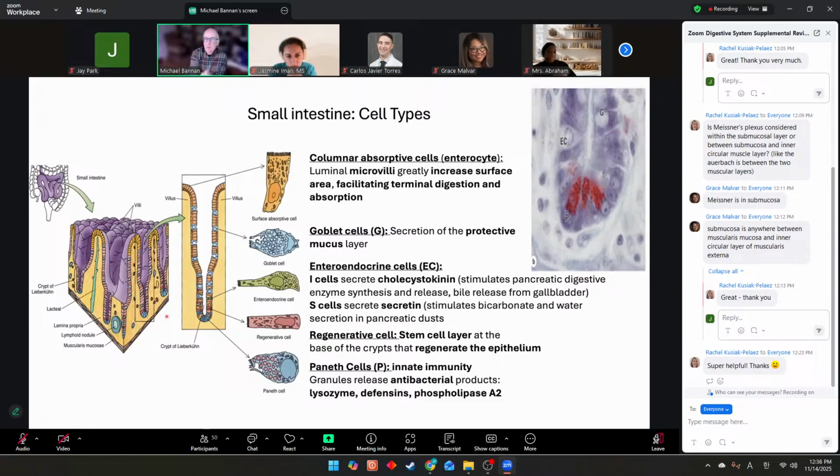All right, we're ready to move down to the small intestine. Any questions about the stomach before we move on? No hands raised? Pretty straightforward.